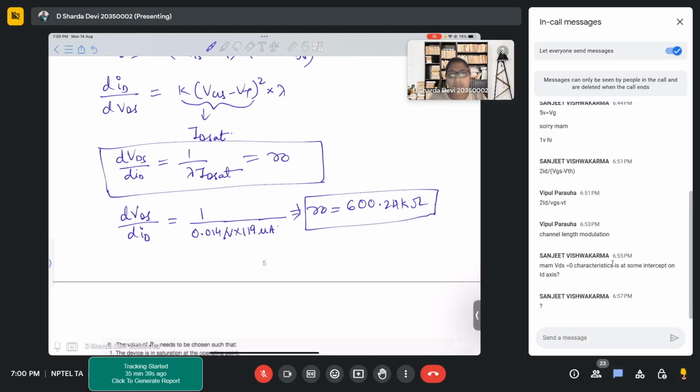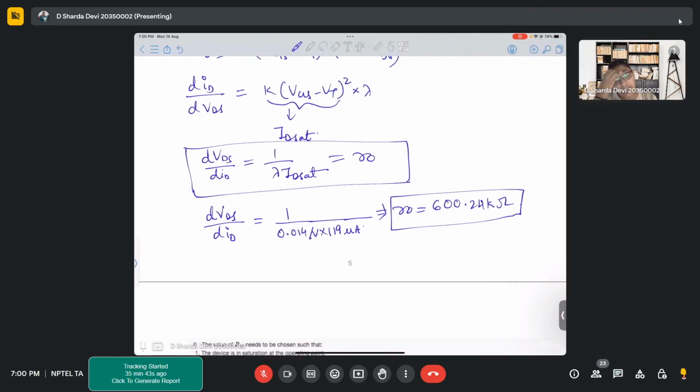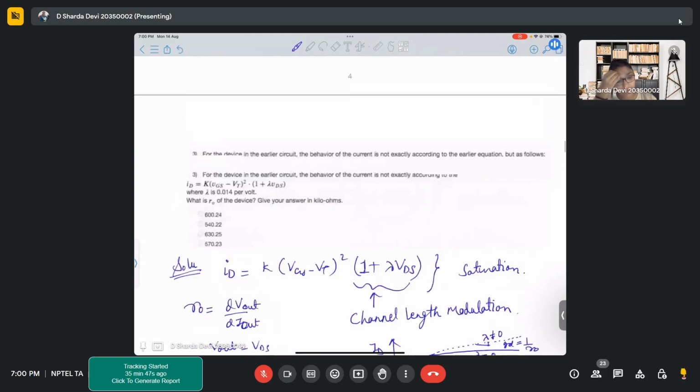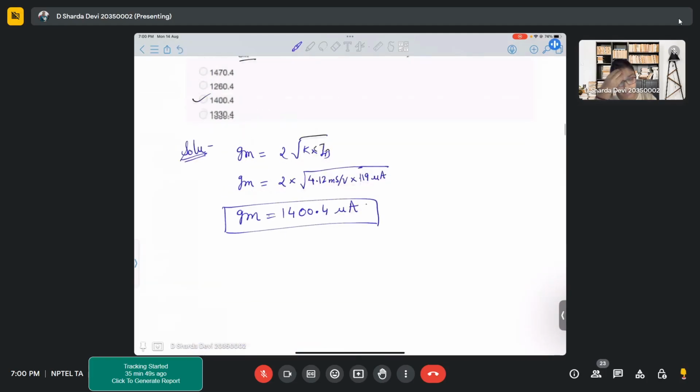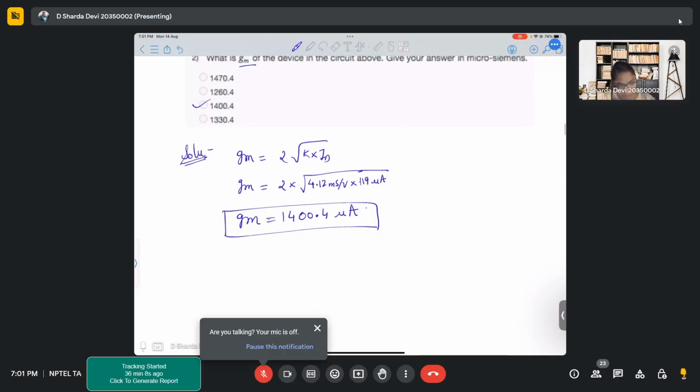Actually, ma'am, I have one question regarding the previous one which you solved. In this problem, the problem which we have in our assignment, I'm doing the same way, but in the options, it is not matching. My value is exactly half of the value which is mentioned in the option. Is there any discrepancy?